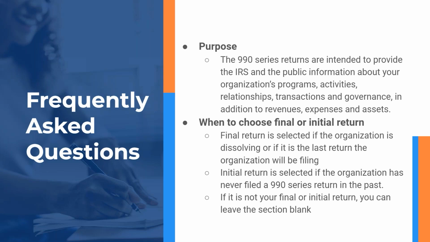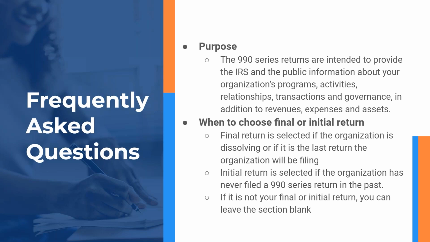So often we have clients that call in because they chose initial return or final return when it wasn't required. So a final return is to be selected if the organization is dissolving or if it is the last return the organization will be filing. An initial return is selected if the organization has never filed a 990 series return in the past. If it's not your final or initial return, you can leave this section blank.